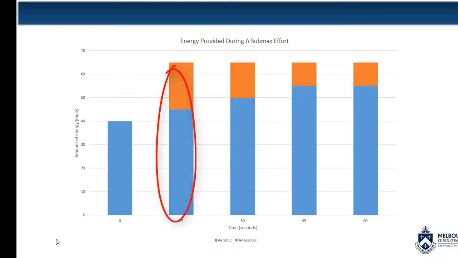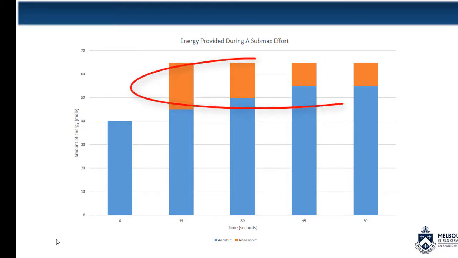And you can see as time progresses, as the duration progresses, the contribution from the anaerobic systems decreases as the aerobic system increases its contribution. It increases heart rate, respiratory rate, and all those acute responses that will deliver more oxygen to the muscle and help to provide aerobic energy.